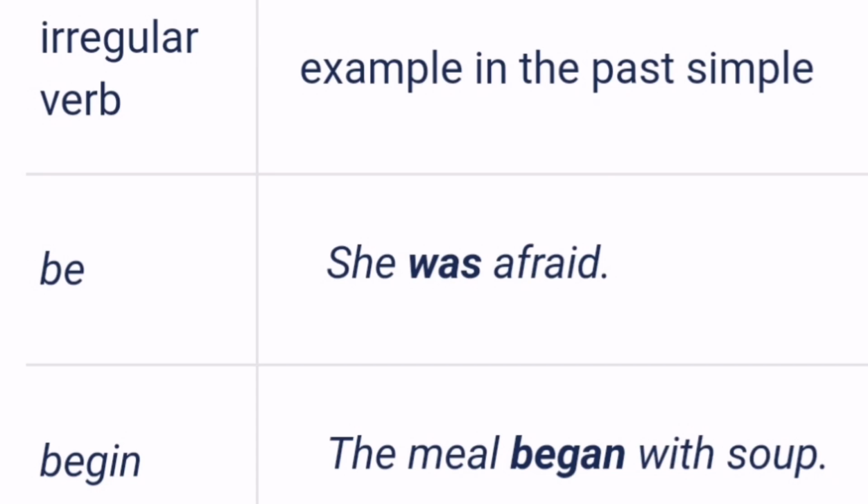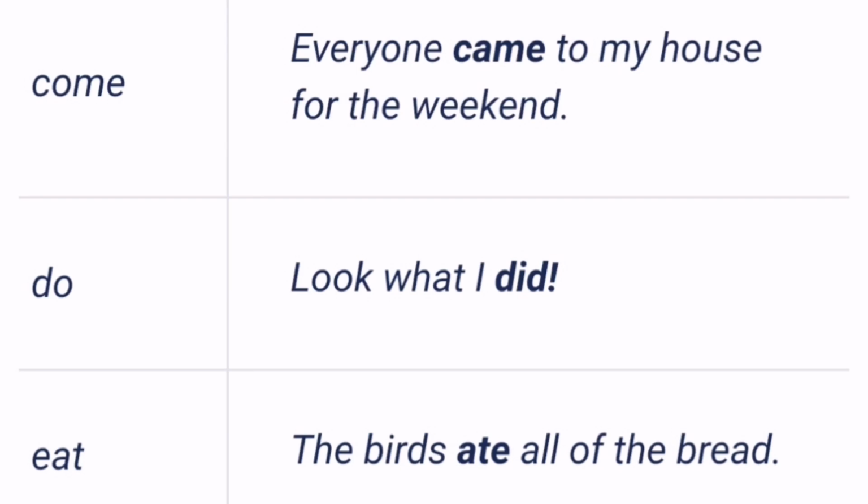Let's see here some examples in the past simple with some irregular verbs. Look at these sentences. We have: she was afraid. In verb be we say she was afraid. Next sentence, begin: the meal began with soup. Other examples. Come: everyone came to my house for the weekend.